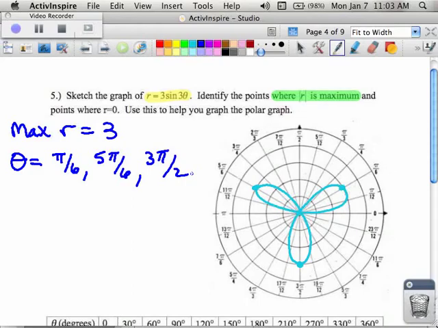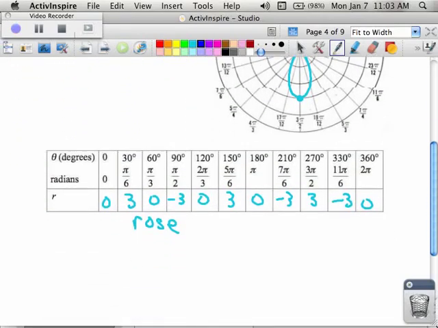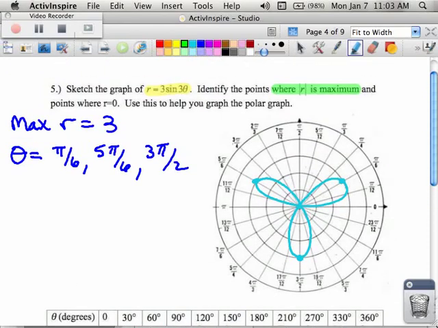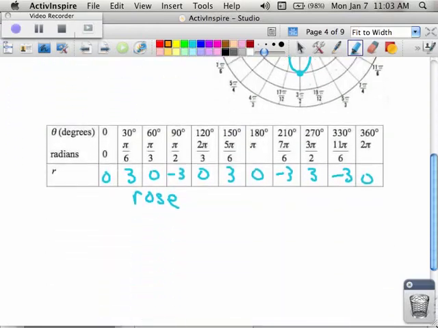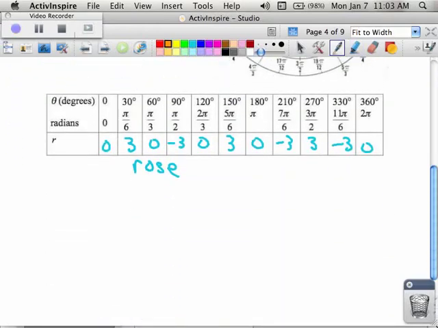Second, it talks about where R is equal to 0. That was a little bit trickier, so I'm going to go down below and talk about that from the table. When is R 0? So R equal to 0, when does that happen? When theta is equal to 0, right? That's when the radius is 0.